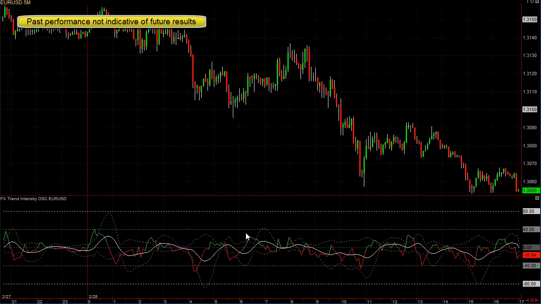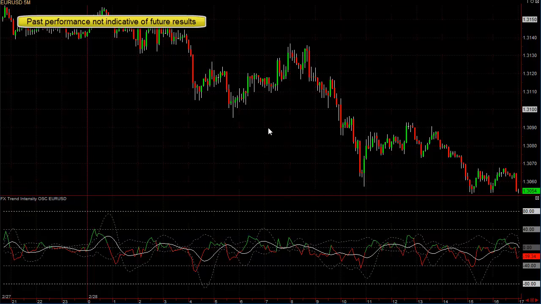And you can see when it goes through the upper bands, usually the market's kind of dead. And another thing that this shows you on the FX trend intensity is when the bands get really tight like this, usually volatility is kind of drying up, and you might be in for a significant move. It's showing low volatility when the bands are very tight.